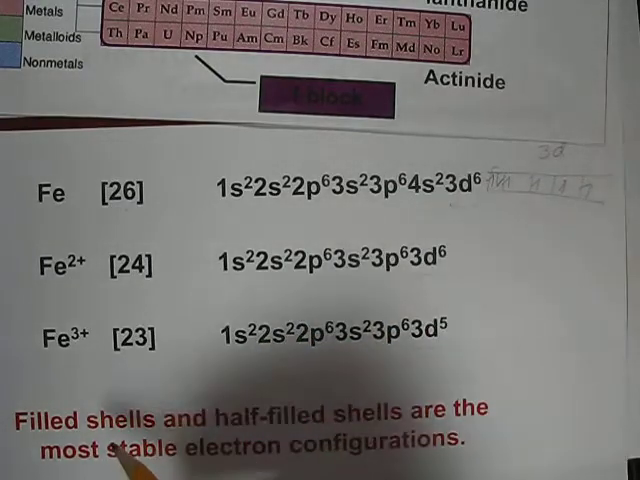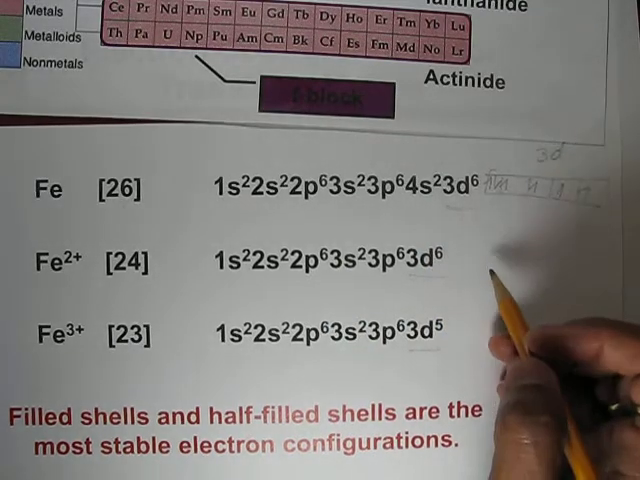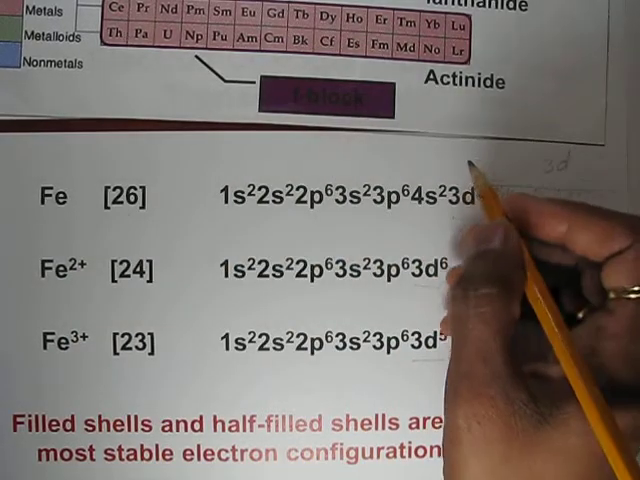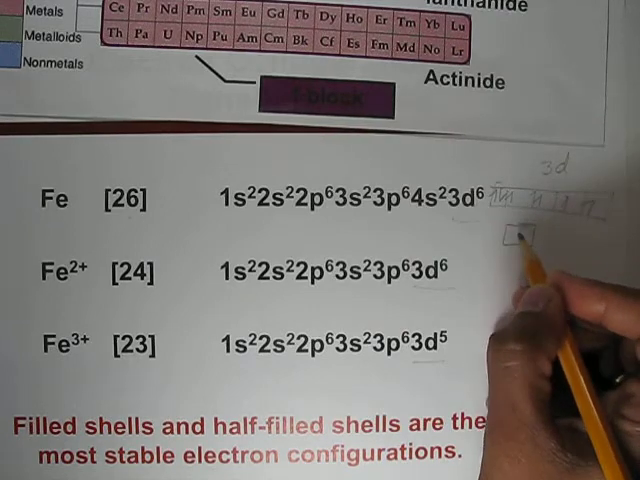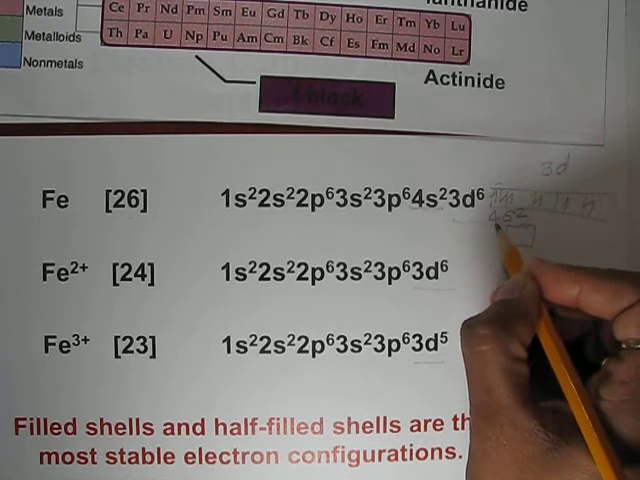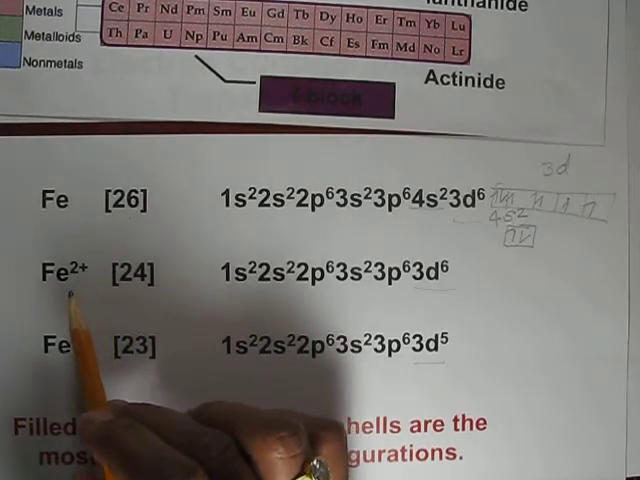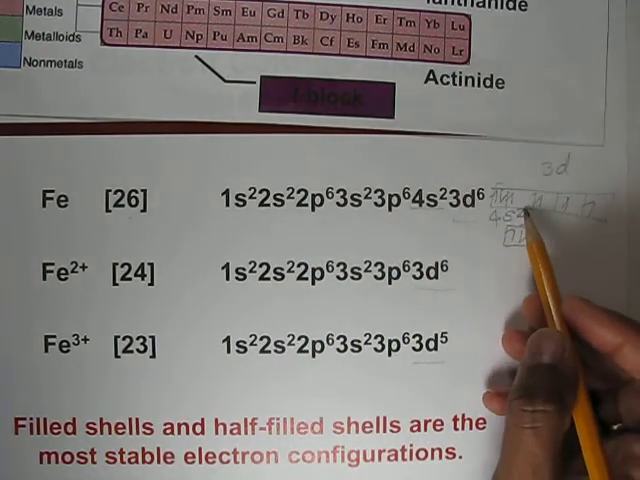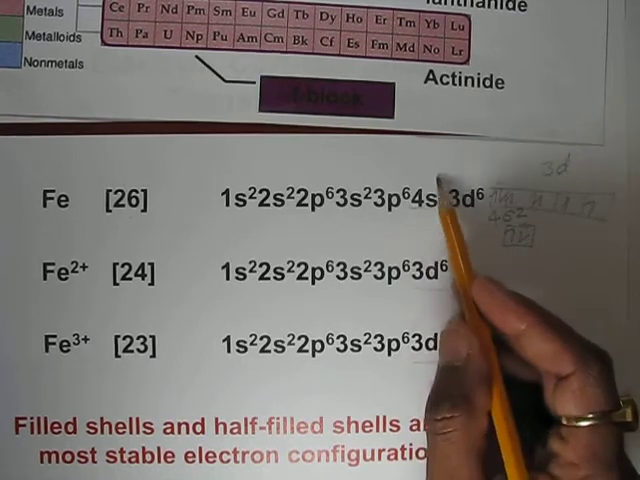But according to the rule, the filled shell and half filled shells are the most stable. What does it mean? You can see iron 2, and then there is one more, and the last shell will be also here, 4s2. So there are 2 electrons. If I write the iron 2 electronic configuration, we have to remove the s electrons from here, which is the last one.